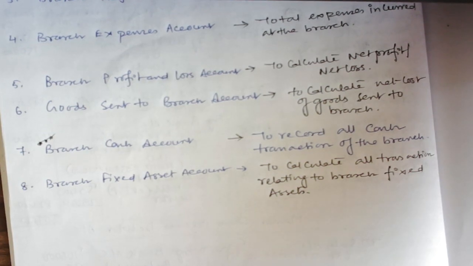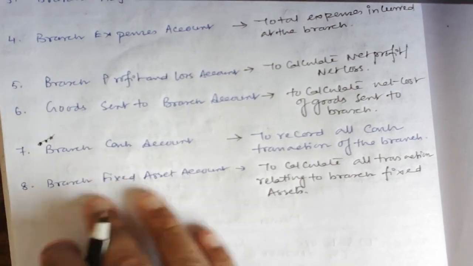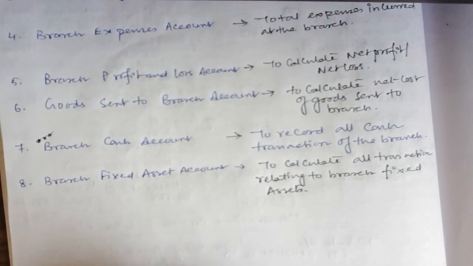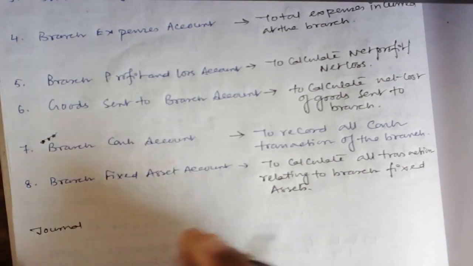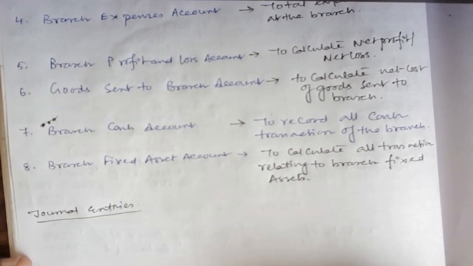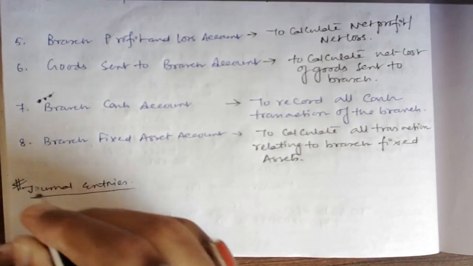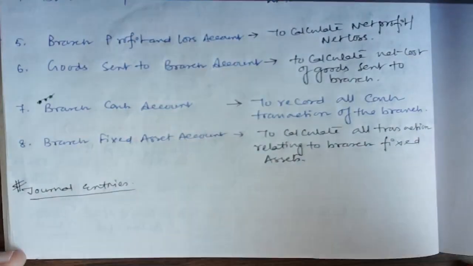Now I am going to start writing the journal entries. Number 1, sir. Journal entries, very important. Let's start writing. It would be easier to understand if we do this with a red pen.